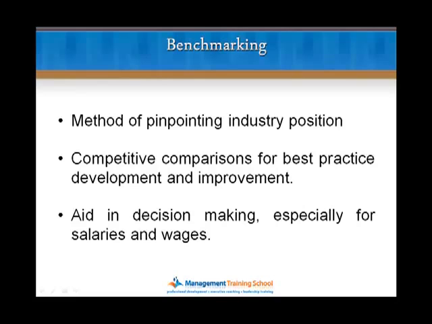A comprehensive benchmarking program is much more than just an after-the-fact comparison of performance over a period of time. A good benchmarking program can be a catalyst for change in an organization and can assist in establishing a strategic direction. Benchmarking is a method of pinpointing industry position, making competitive comparisons for best practice development and improvement, and benchmarking aids in decision-making, especially for salaries and wages.